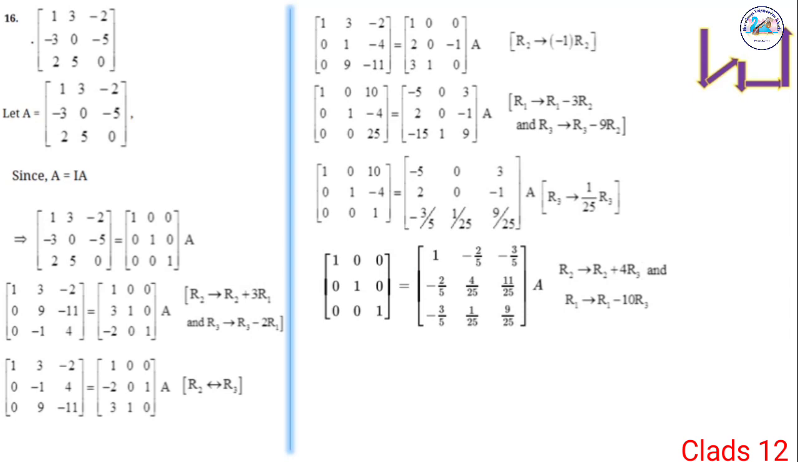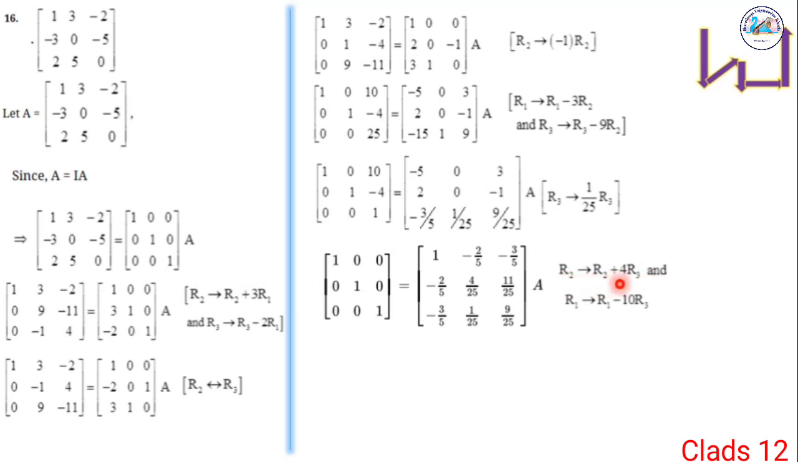Next is the R1 second element. It is 0 minus 10 into 1 by 25. When you calculate, you will get minus 2 by 5. Next, again the R1 third element, that is R1 minus 10 R3. It is 3 minus 10 into 9 by 25. When you do the calculation, you will get minus 3 by 5.